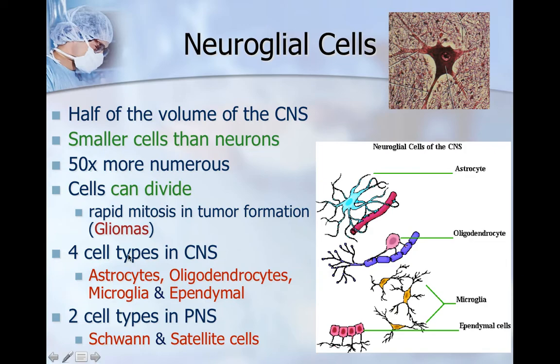There are 4 types of neuroglial cells in the central nervous system: the astrocytes, the oligodendrocytes, the microglial cells, and the ependymal cells. And you can kind of see a little illustration of each of those. And then the 2 types of neuroglial cells that are in the peripheral nervous system are the Schwann cells and the satellite cells. All right. Next time we'll be taking notes in more detail over the neuroglia and some more information about that.